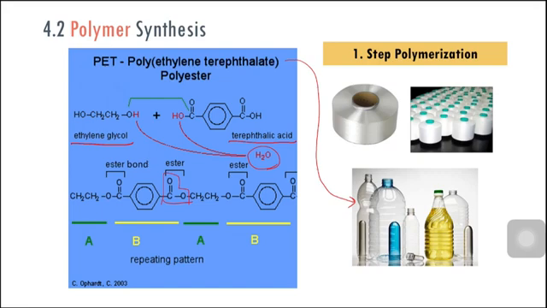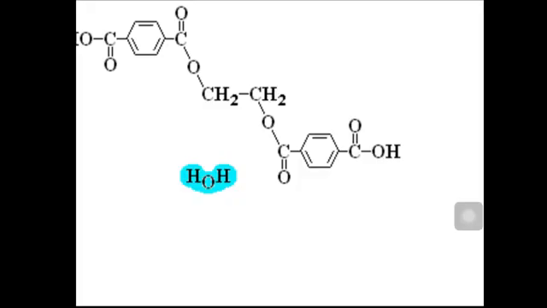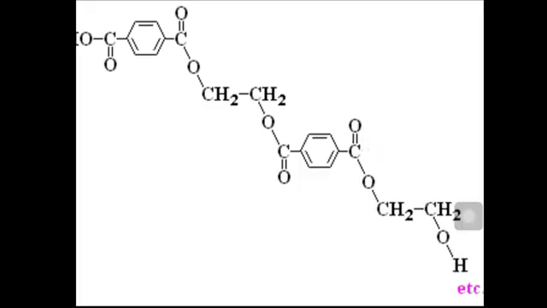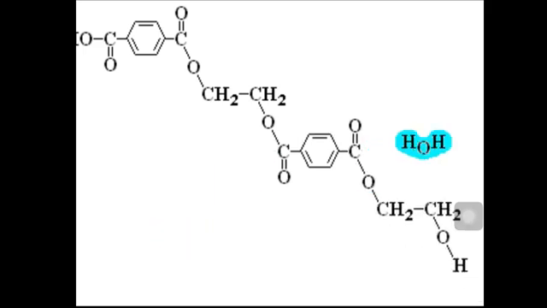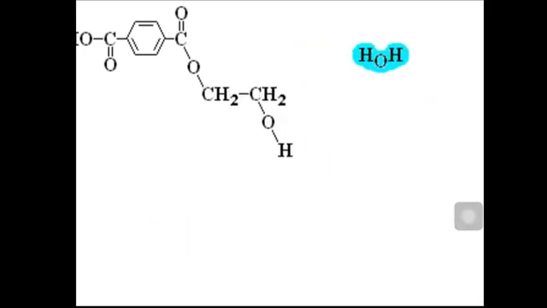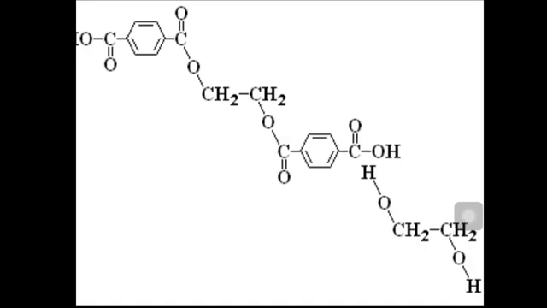Because it comes from the terephthalic acid and the ethylene glycol, that's why its name is polyethylene terephthalate, or you can call it PET. This clip will show you how terephthalic acid and ethylene glycol react together and eliminate the small molecules of the water and form the polyester linkage.